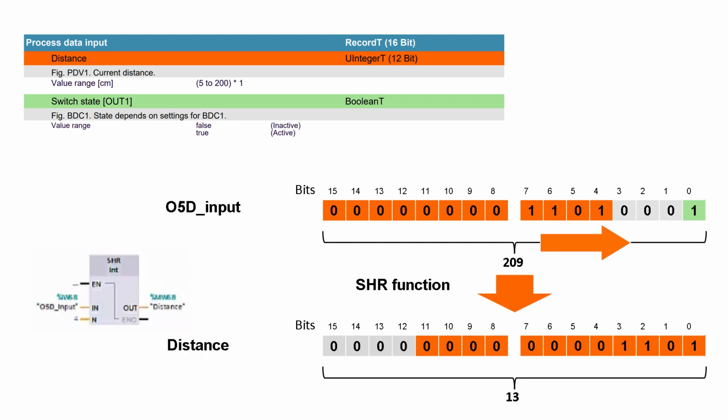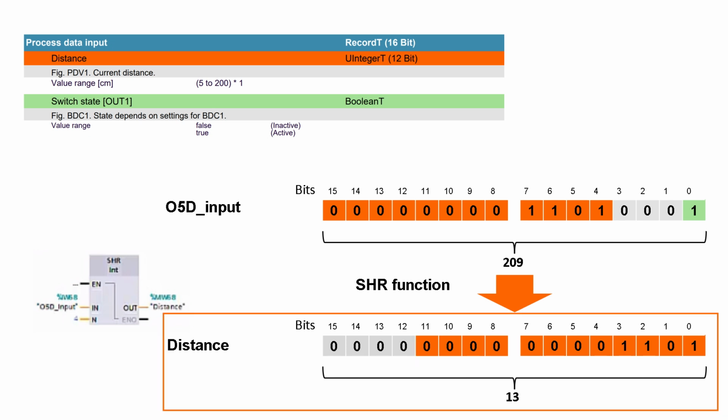The SHR function block shifts the first 4 bits to the right. The 4 gaps on the left are simply filled with zeros. The result is named distance. If we now read the value again in decimal format, the result is 13 centimeters.